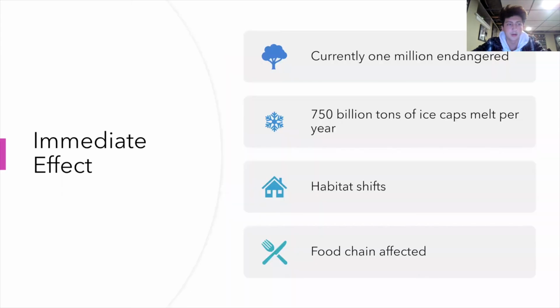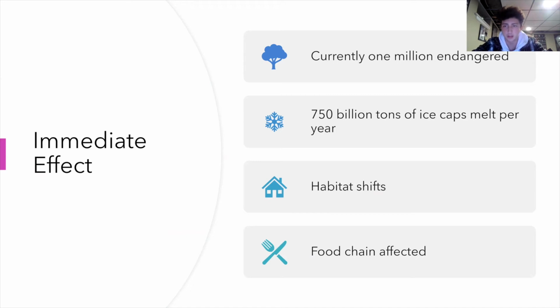I'll be talking to you about climate change and its role in extinction. To start off, I have the immediate effects, as in what is currently going on now in the world. Currently there are 1 million endangered species and 750 billion tons of the ice caps melt each year so far, which can get worse over time because climate change is increasing per year. So it's only going to get worse if we don't make a change.